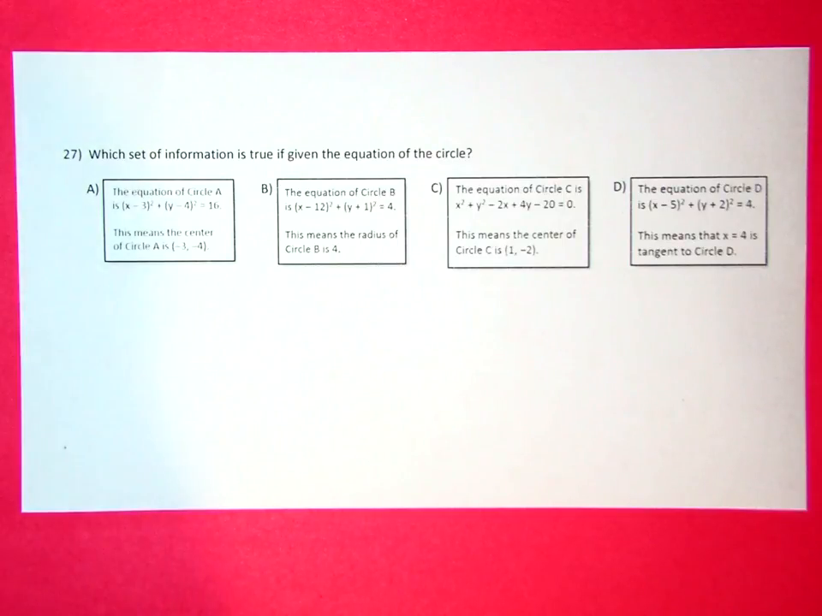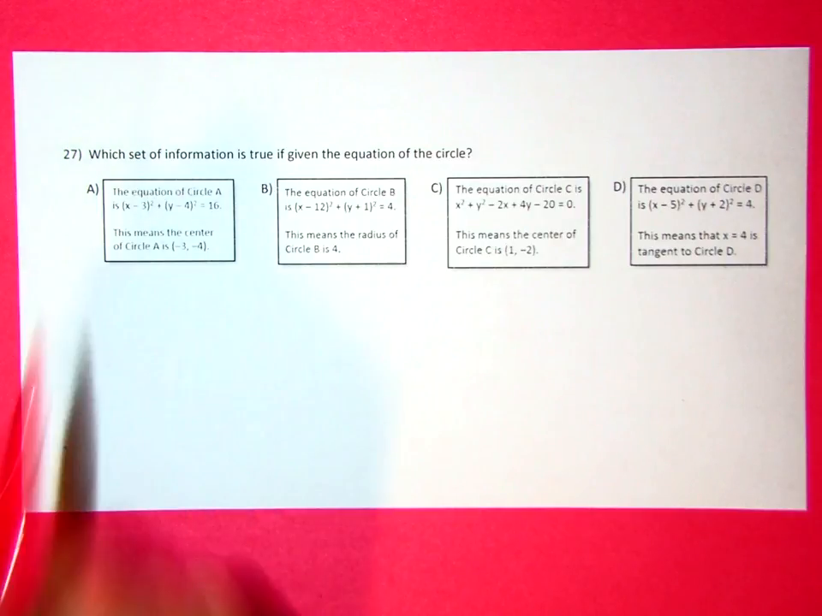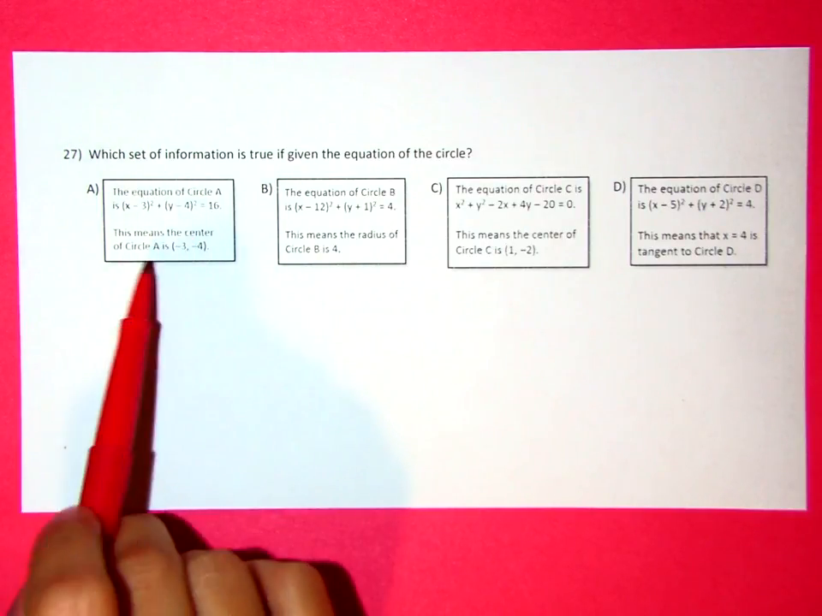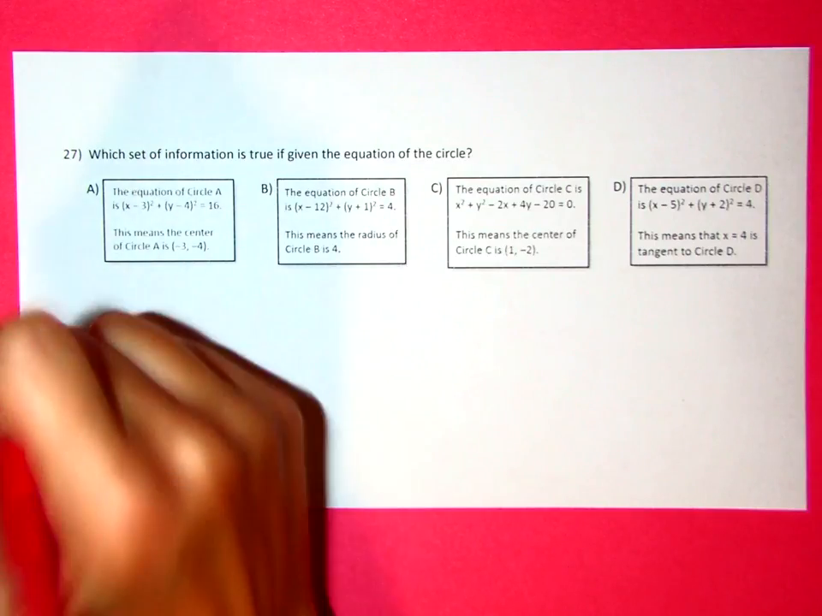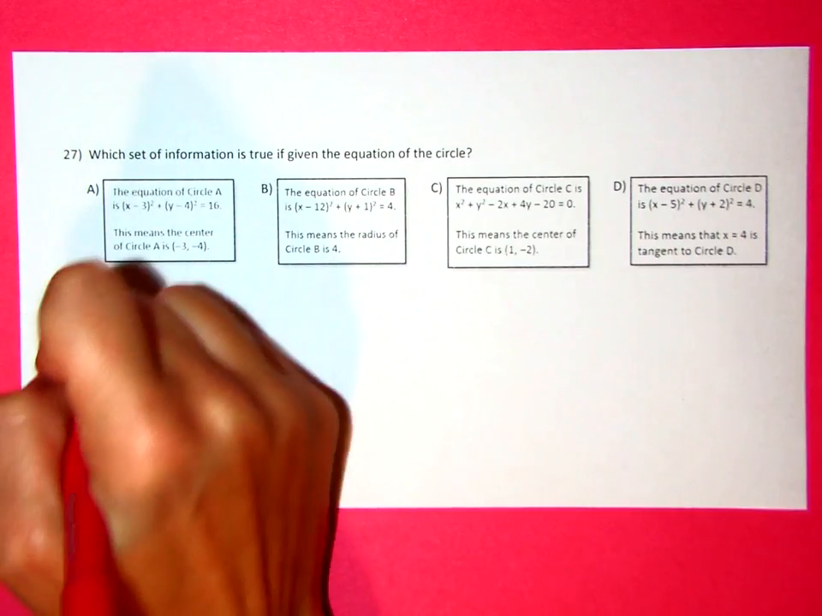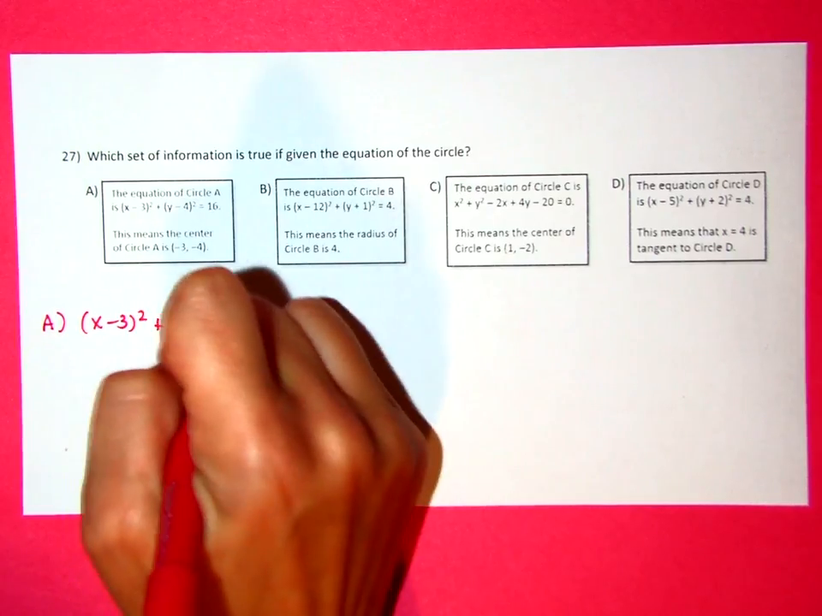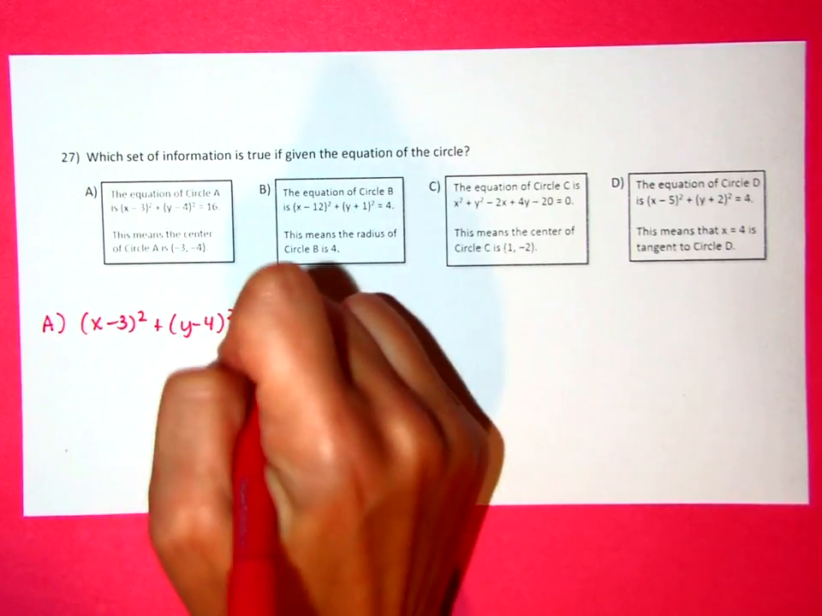It says, which set of information is true if given the equation of the circle? In this, it says the equation of the circle A is given here. Okay, so it means that the center is at -3, -4. Let's write that out. So here's our equation. X minus 3 squared plus y minus 4 squared equals 16.